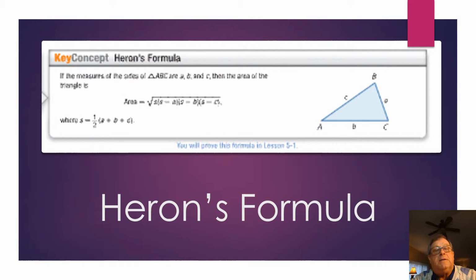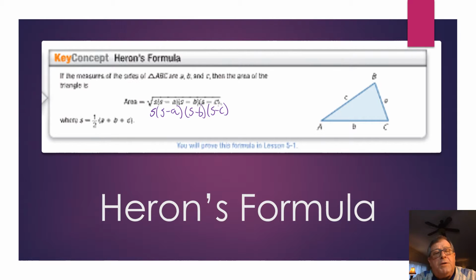I apologize that the formula is a little bit blurry. But to find the area, we can take the square root of S. We're going to talk about S in a minute, and I'm going to write this out. Times S minus A, one of the side measures, S minus B, and then times S minus C.